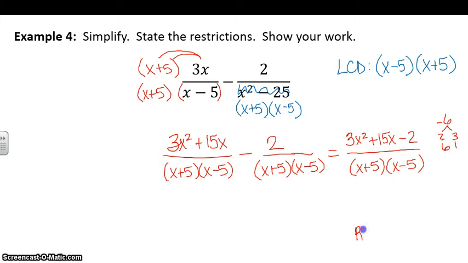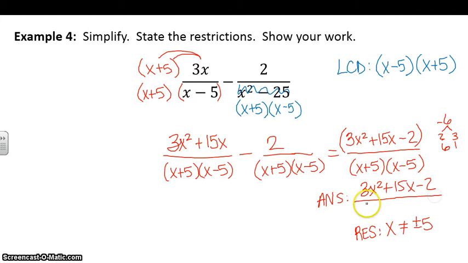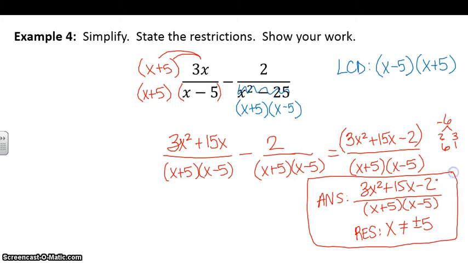So then my restrictions, look at the denominator. X cannot equal positive or -5. And I'm not going to be able to cancel anything because since I see plus and minus signs here, that means this trinomial is glued together. So I can't try and cancel anything out here, so then that is going to be your final answer. 3x squared plus 15x minus 2 all over x plus 5 times the quantity x minus 5. So there's just some times where you can't factor any further and you won't be able to cancel anything out.